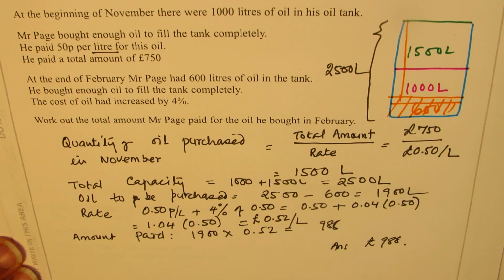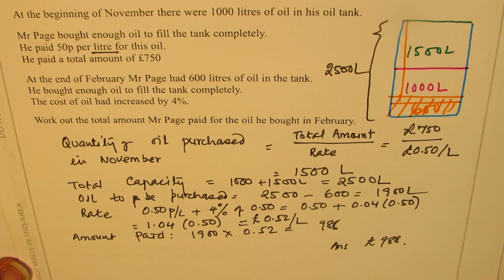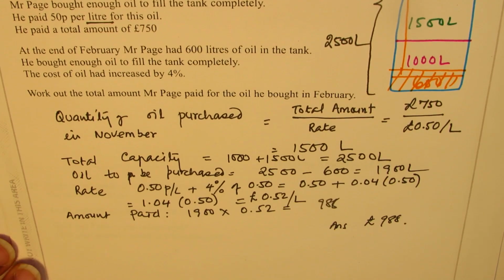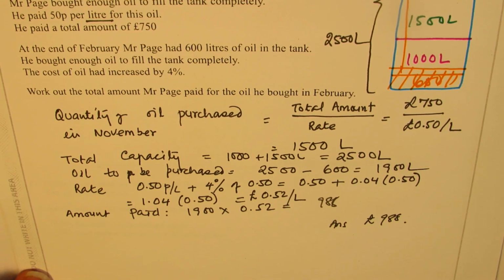The idea is to first find the capacity of the tank, and then once you find the capacity, you know how much is to be filled in February. Find the revised rate, which is 4% more than 50 pence, and use that to multiply with the amount to be filled to get the total money.